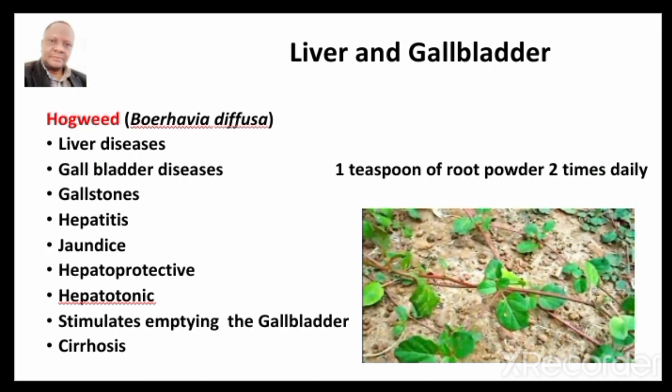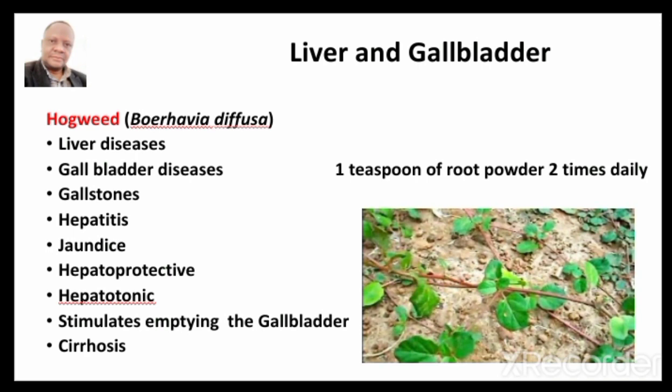It has been used even in India and other Asian countries for liver cirrhosis. And in Africa too, we use it for the same purpose. You can administer 1 teaspoon of root powder of this 2 times daily. It's actually the root powder that we use most often because it's the part of the plant that is most potent for this condition, liver diseases as well as gallbladder diseases.